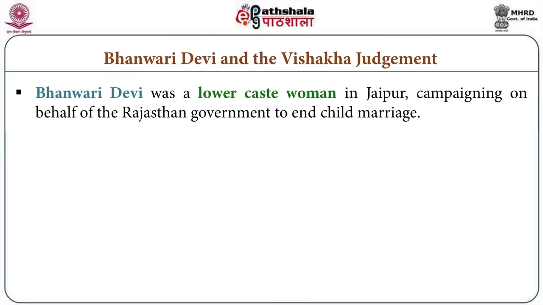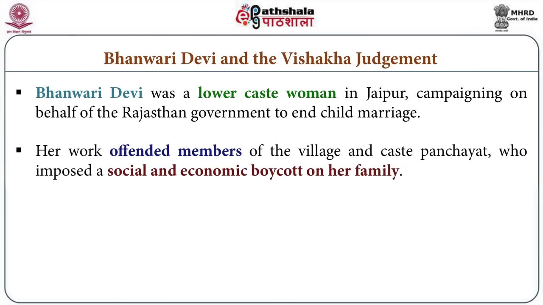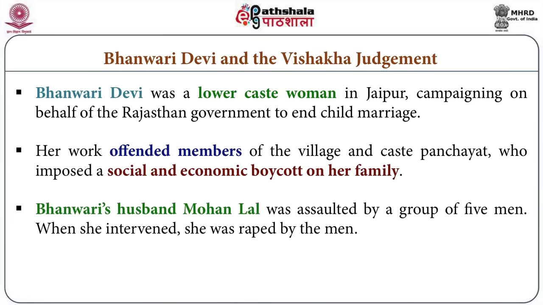Now, there's another judgment that is in fact ongoing and important to point out in relation to this notion of consent, power, and rape. Bhanwari Devi was a lower caste woman in Jaipur campaigning on behalf of the Rajasthan government to end child marriage. Her work offended members of the village to which she belonged and the caste panchayat, who imposed an economic boycott on her family who lived in that village. Her husband Mohanlal was assaulted by a group of 5 men. She stepped in to intervene, and at that moment she was raped by those 5 men.